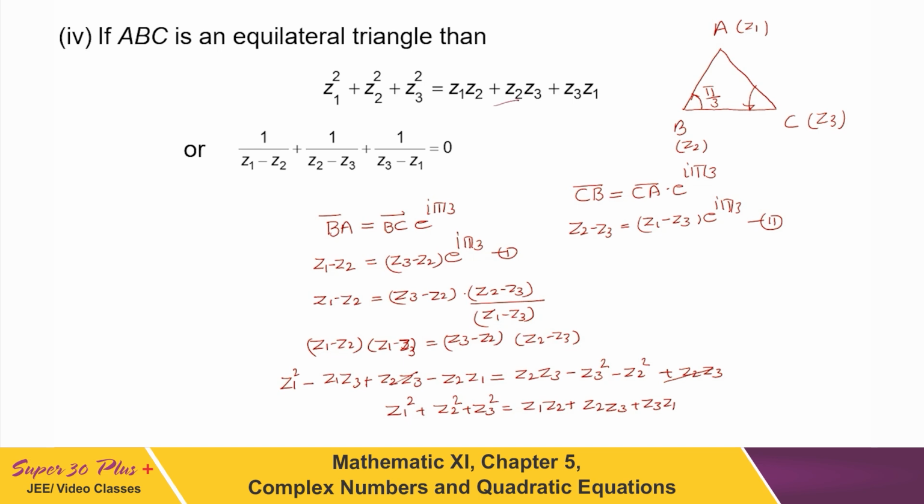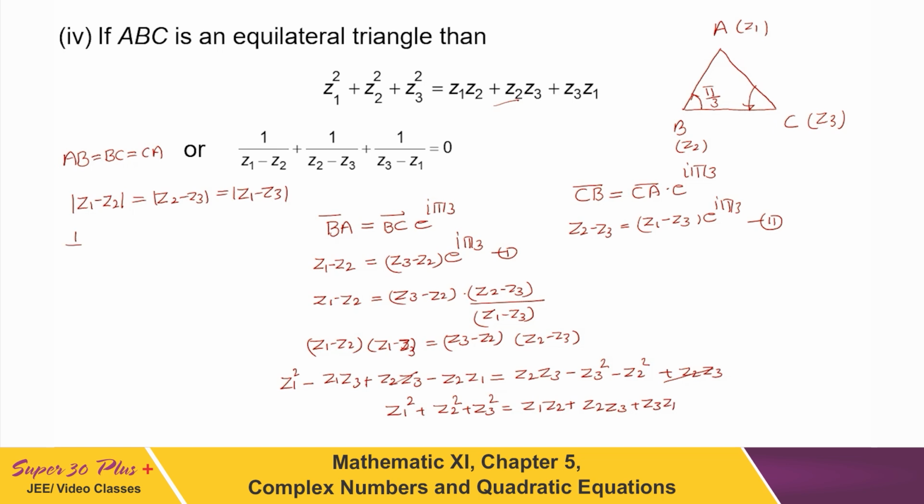Now we are going to prove the second equation also. As we know, triangle ABC is an equilateral triangle. So we can say that length AB is equal to length BC is equal to length CA. What is the length AB? Length AB can be written as mod Z1 minus Z2, and BC is mod Z2 minus Z3, and CA is equal to mod Z1 minus Z3. Now we are going to prove this second relation.